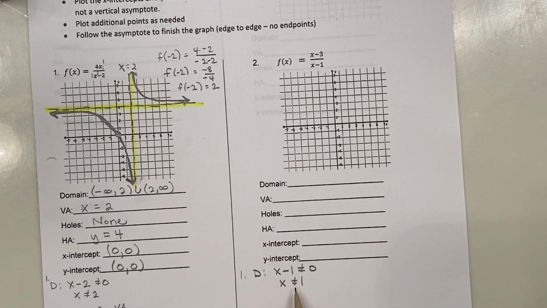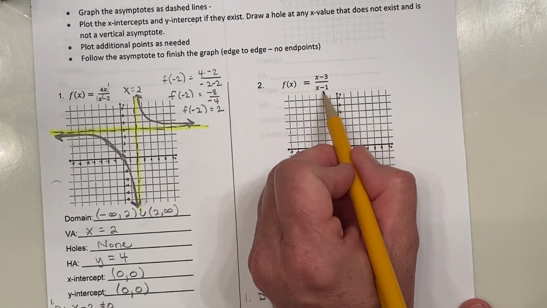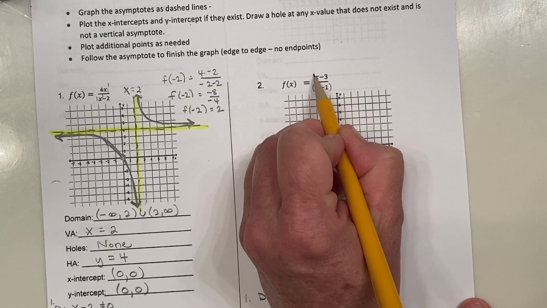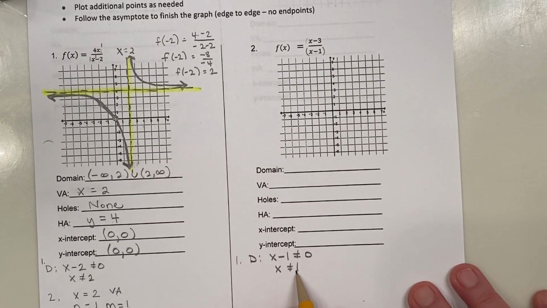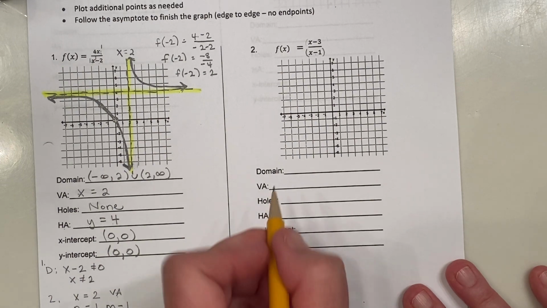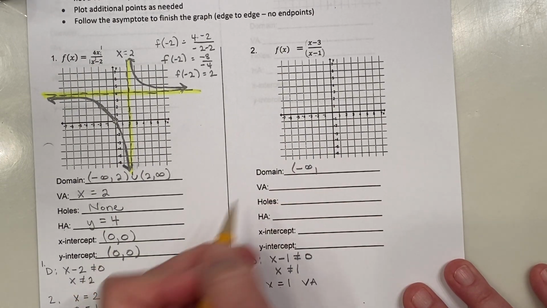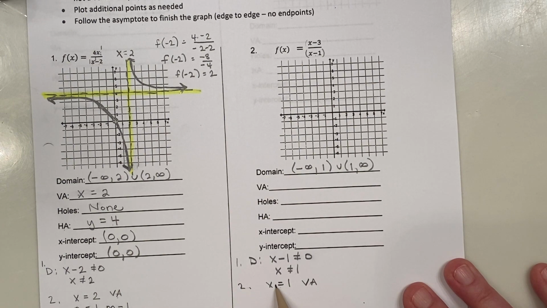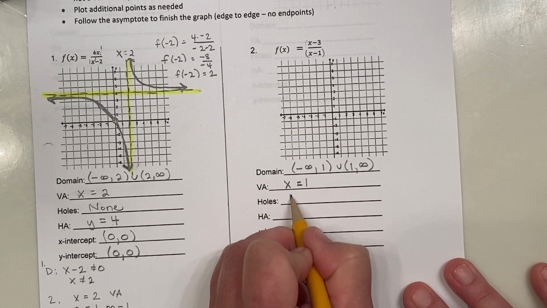So is the restricted x value a vertical asymptote or is it a hole? Well, remember that there's no common factor of x minus 1 on top. It has to be actually the same thing. So that means the restricted x value is actually your vertical asymptote. So for number 2, x equals 1 is your vertical asymptote. There's not a common factor. All right, so coming up to the domain, all reals but 1. And we have a vertical asymptote at x equals 1 with no holes.